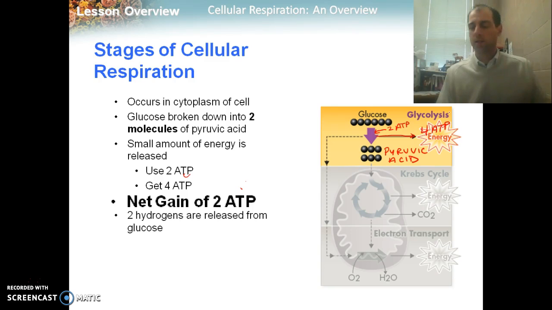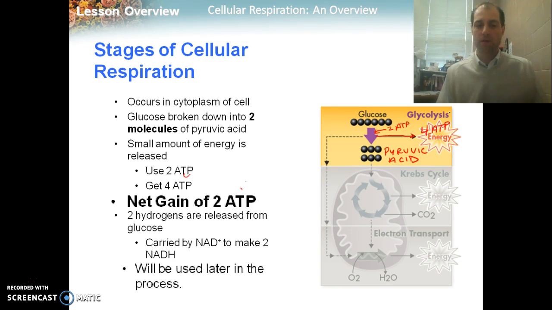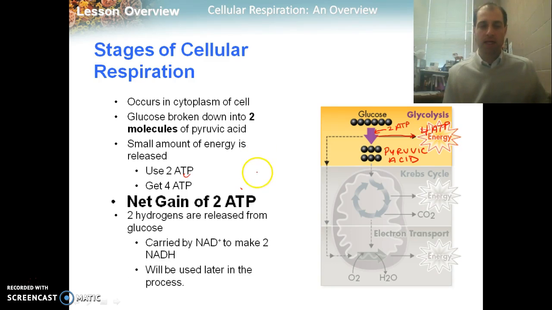Also during glycolysis, we're going to release a couple of hydrogens. And those hydrogens are going to be carried by a molecule called NAD+. And those 2 hydrogens are each going to make an NADH molecule. And we're going to use those later in a different process. But it is good to know that we are also making NADH.